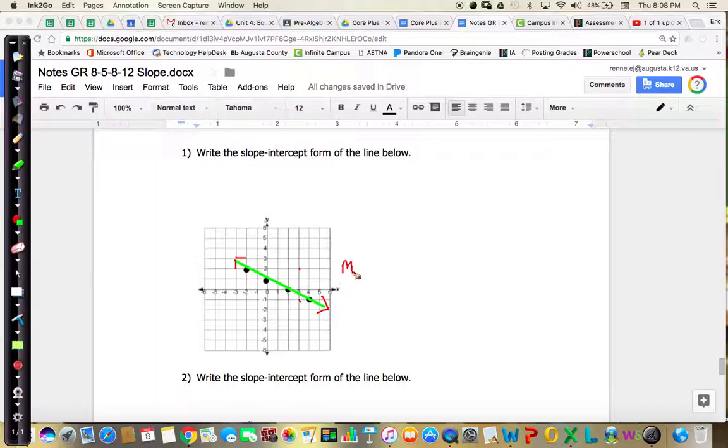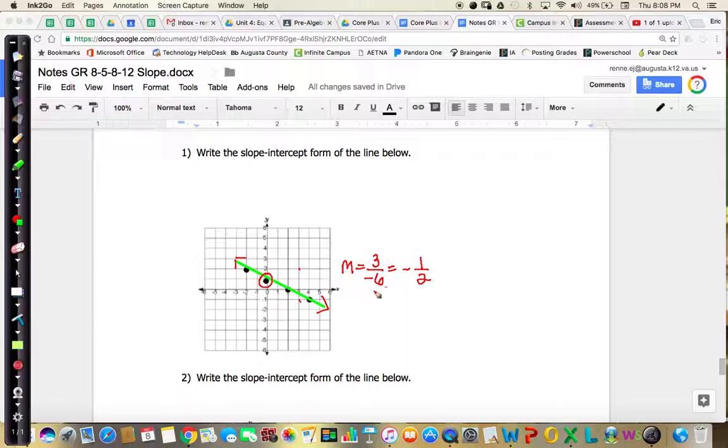So I'm going to write m for slope. So my rise is positive 3. My run is negative 6. 3 over 6 simplifies to 1/2 because I divide top and bottom by 3. And remember, when we have one of them negative, we stick it in front. So this represents a negative 1/2 slope.